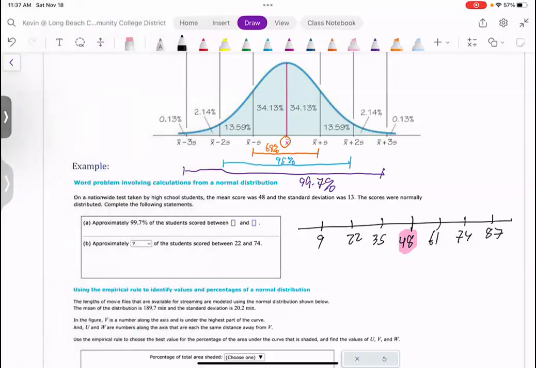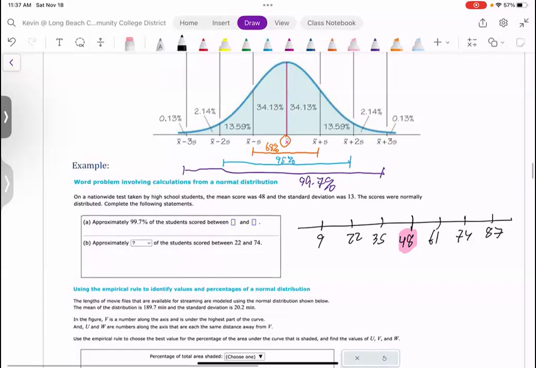Now they're saying that 99.7, that means I have to go 3 standard deviations out. See that above the purple? 3 standard deviations away from the mean. So that means the students scored between a 9 and an 87. And I know it's 3 standard deviations out because 3 standard deviations up and 3 standard deviations down is going to get me that 99.7. Now, if it's at 95%, then I would go from 22 to 74 and so on.